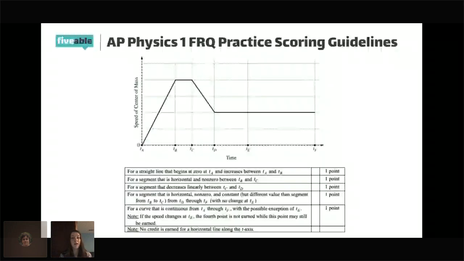Then from B to C, we know that the plunger loses contact with the block. So it no longer has that net external force. It no longer has that acceleration, because remember, when a net external force is present, acceleration is present. When that net external force is gone, it's going to be moving with constant speed. So that's going to be a flat line for B to C.